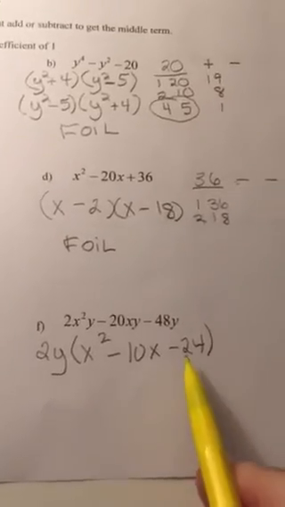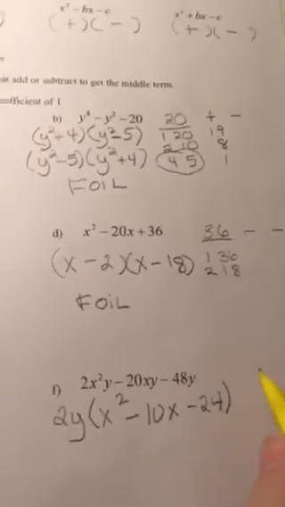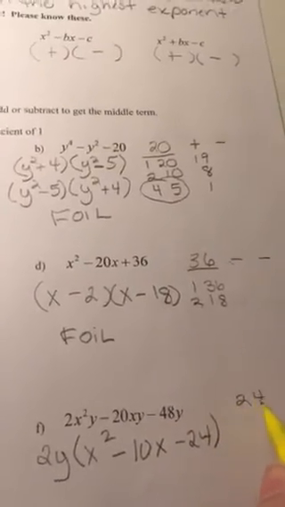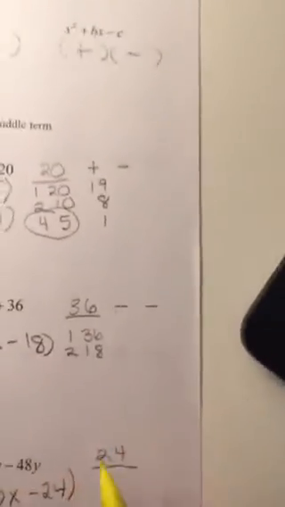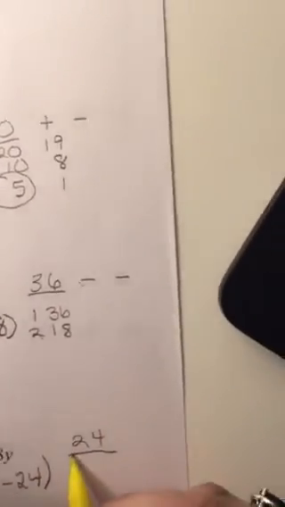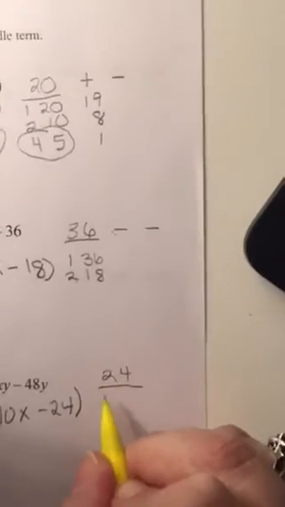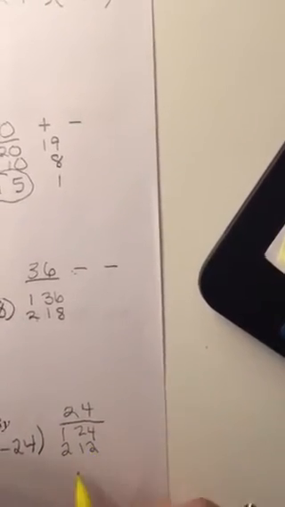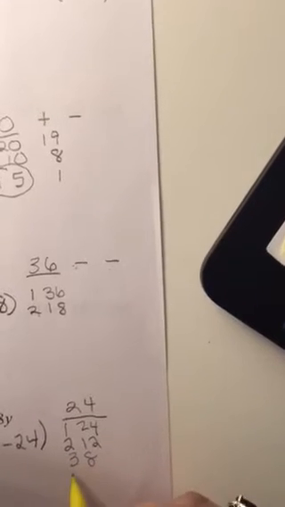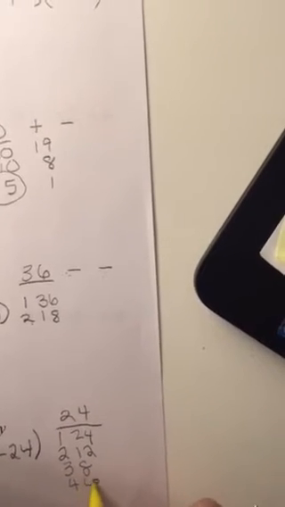And then just like I've done before, I'm going to take my 24 and I'm going to list my factors. Excuse me here just a minute, but that 24, oops, sorry, I'm going to get better at this video stuff, I promise. So 24 is going to be a 1 and a 24, a 2 and a 12, a 3 and an 8, and a 4 and a 6.